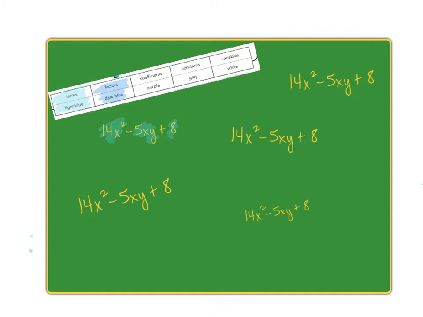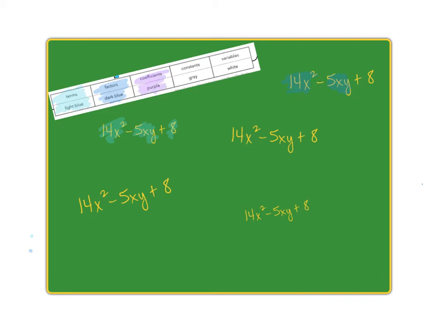Factors are anything where you have items being multiplied together. So 5 times x times y is considered a factor. So is 14x squared because you're multiplying by different things.